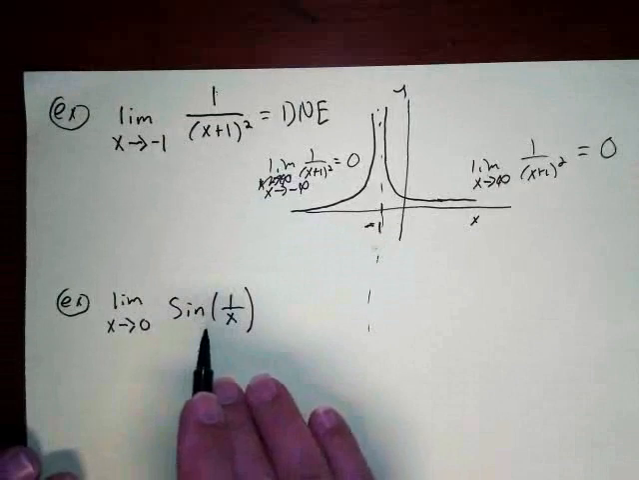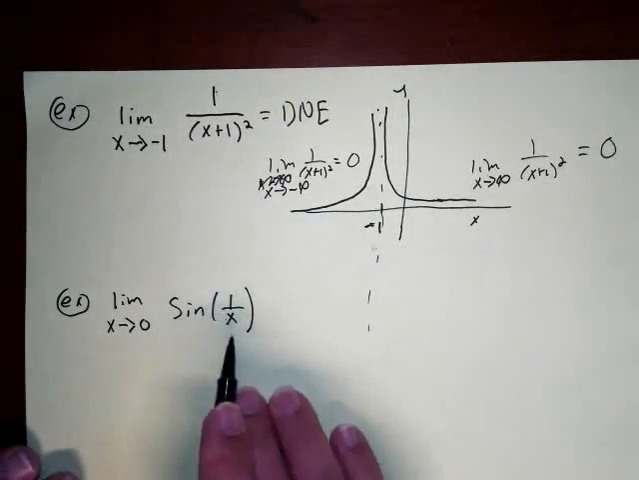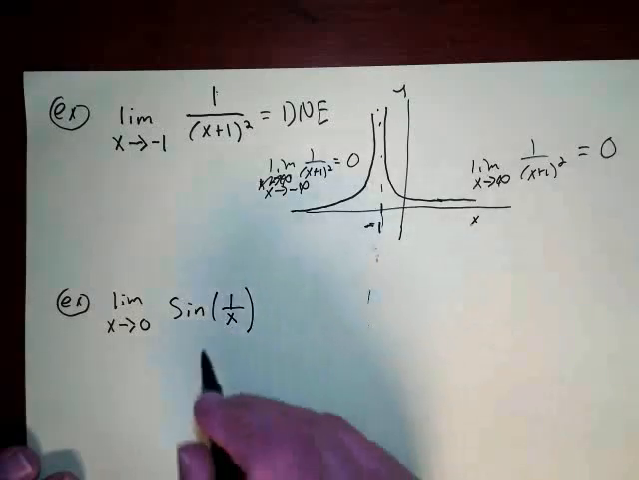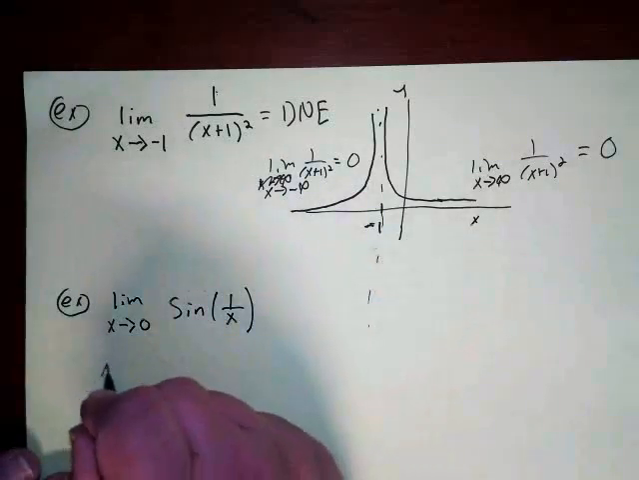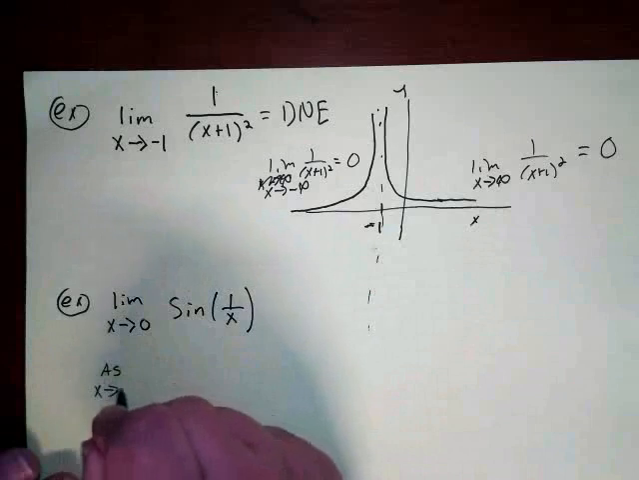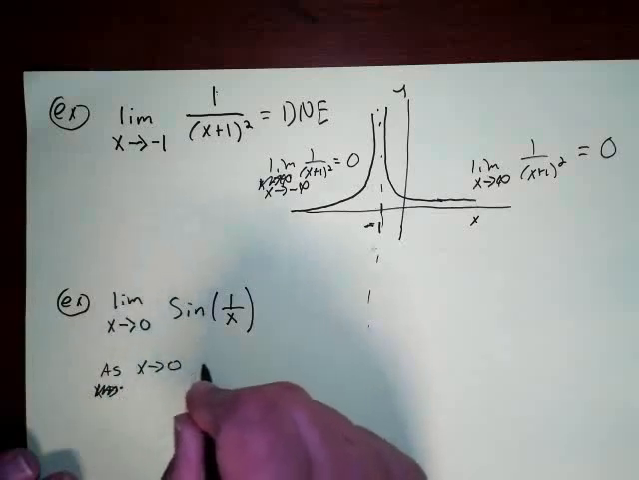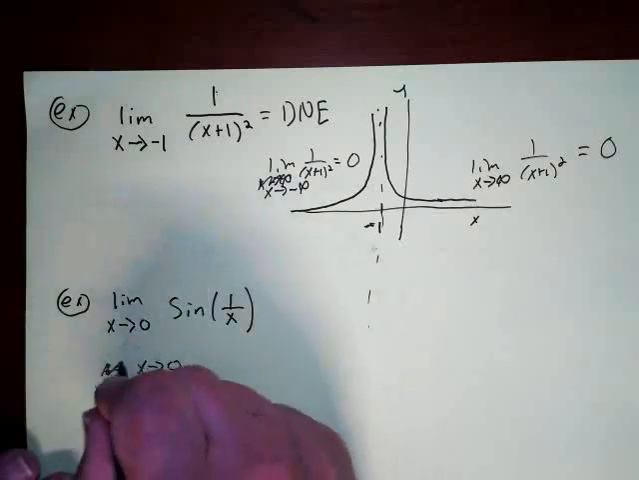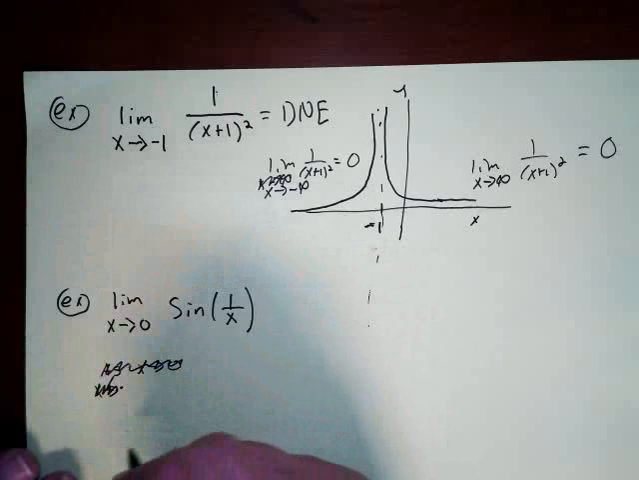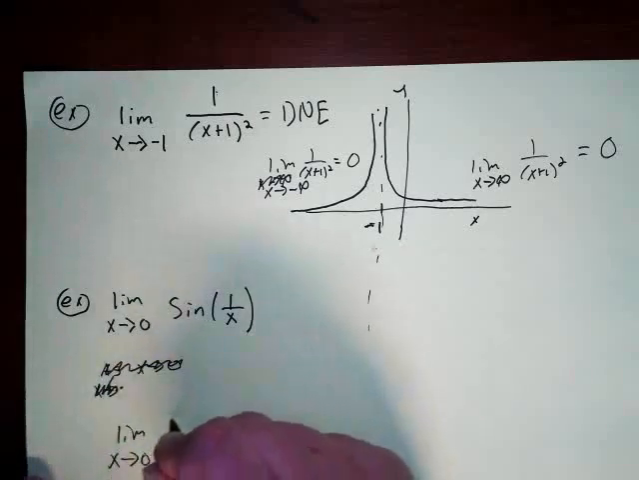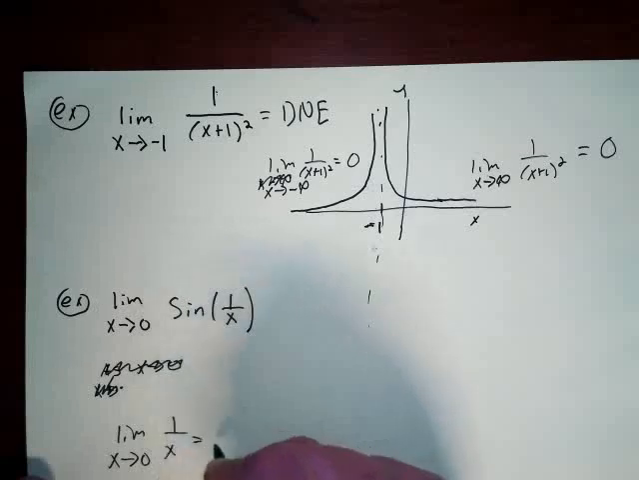Okay? So now, one more example where a limit does not exist. Here we have sine of 1 over x. This would be a really hard one to graph by hand, but the point here is as x goes to 0, we know this limit notation. The limit as x goes to 0 of 1 over x is equal to infinity.